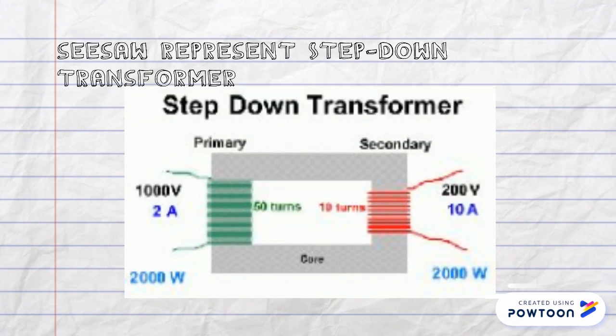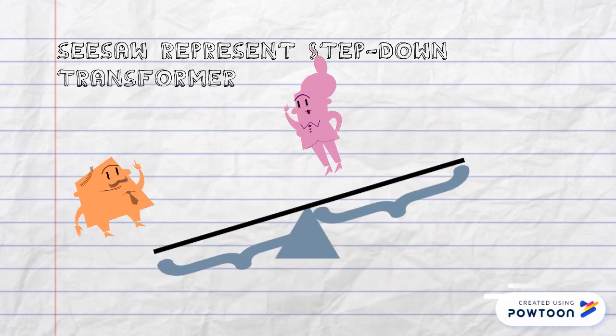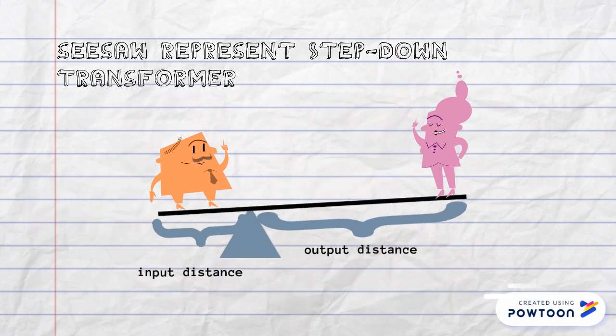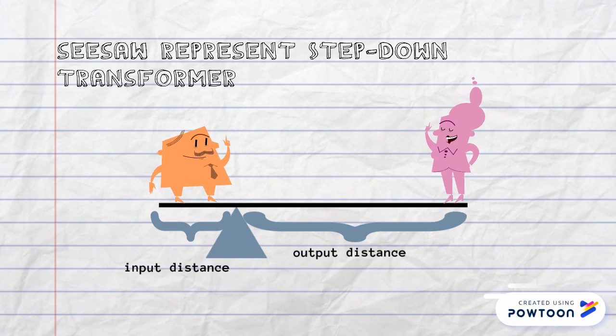In contrast, in a step-down transformer, the input voltage should be bigger than the output voltage, and the input current should be less than the output current. This is represented in the seesaw system as the input distance being less than the output distance, and the input force being bigger than the output force, as shown.